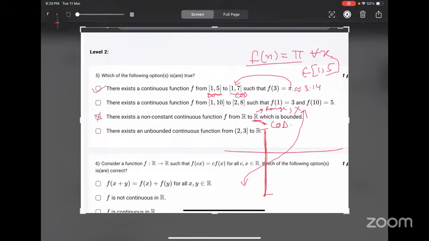Right, ma'am. But the range could be a subset of a codomain, right? Yes, or it could be the same. There are two choices in that. Range can be a subset of codomain, or range could be equal to codomain. Only two options are there. And here they are saying that in the question there exists a non-constant continuous function f from R to R which is bounded. So in this case, the first R is a domain, the second R you can have two options: either it could be a range or a codomain. That is what I understood from this question.